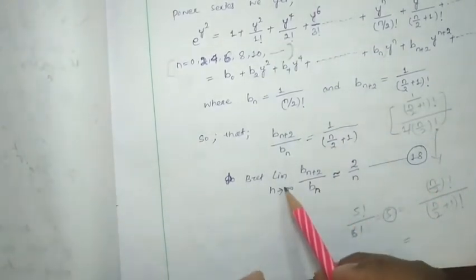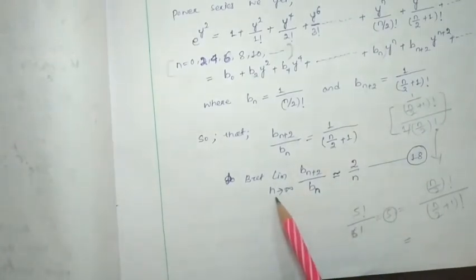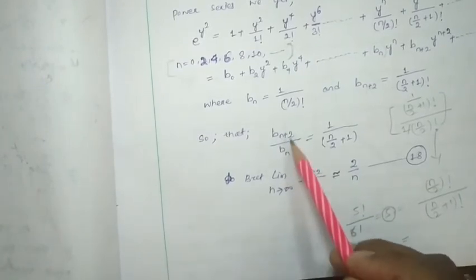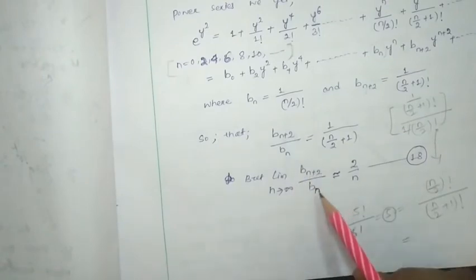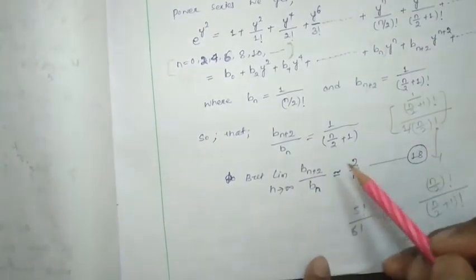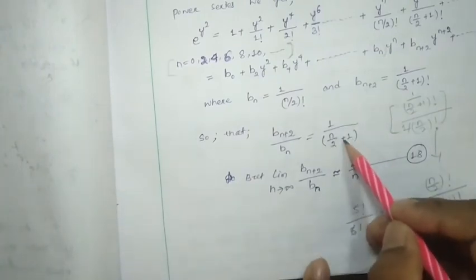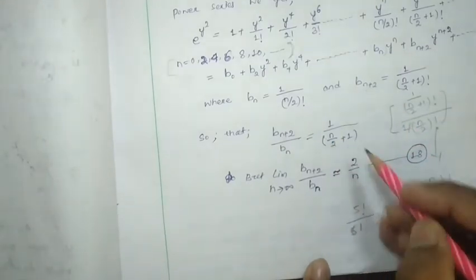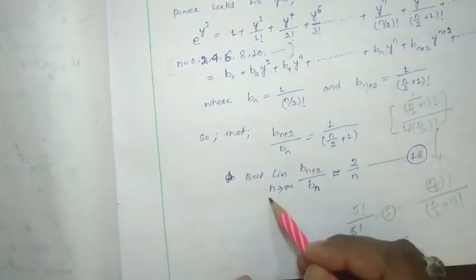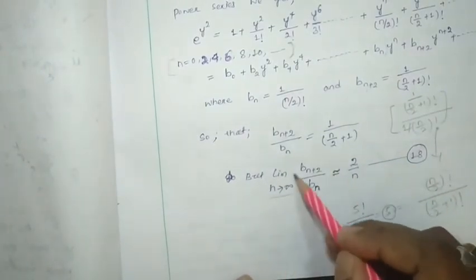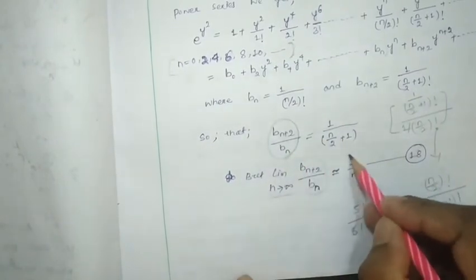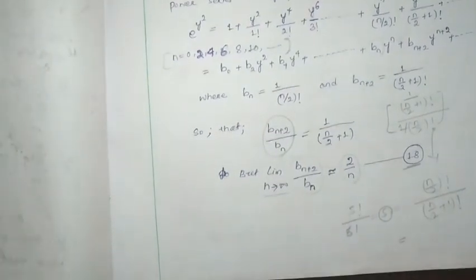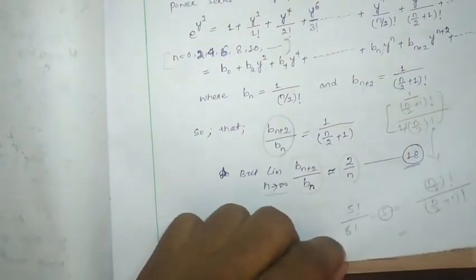Now consider n tends to infinite. Here n plus 2 and n both are subscript. So bn plus 2 by bn is approximately how much? When n tends to infinite, this 1 will be neglected, so we are going to get 1 by n by 2, that will be 2 by n. So when n tends to infinite or n is very large, this value is going to be 2 by n. Let this be equation number 18.